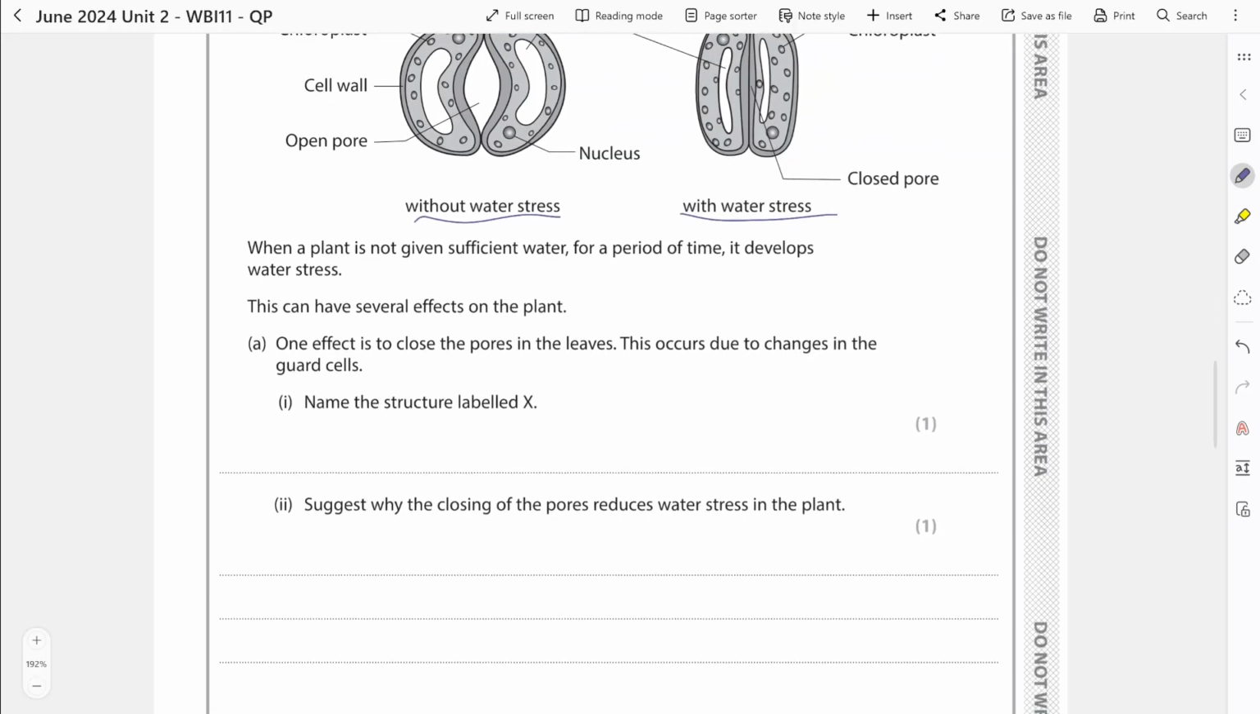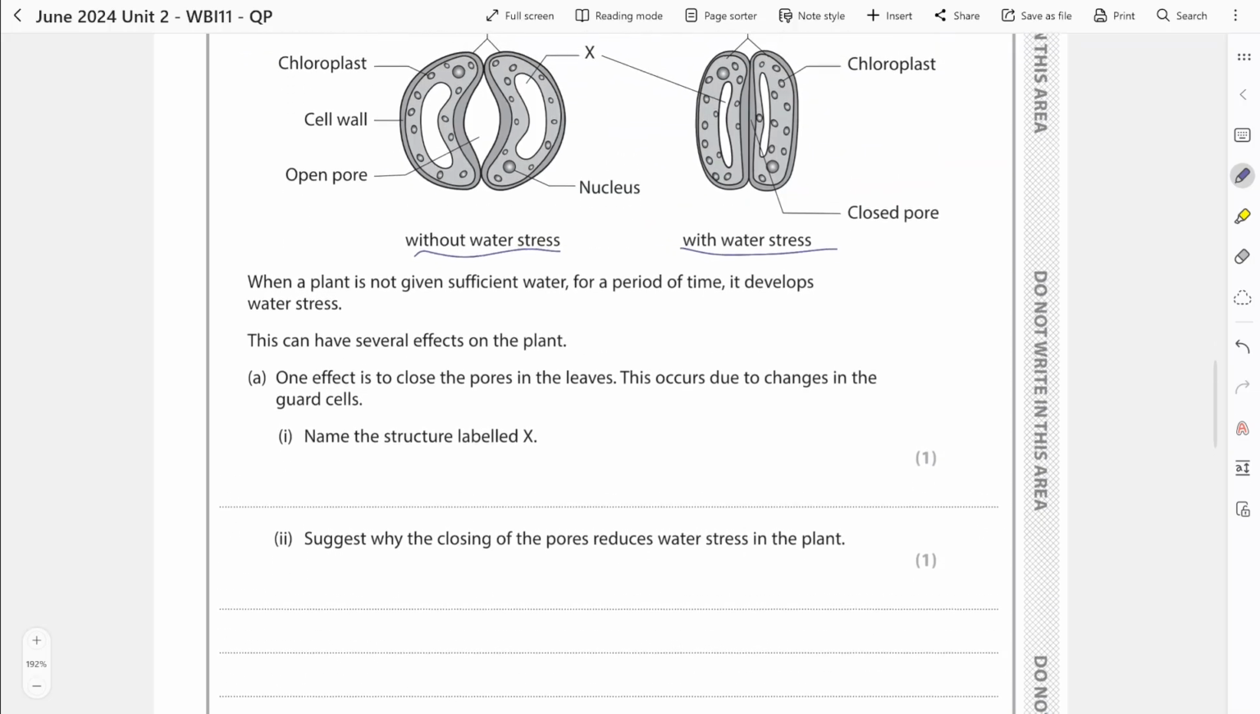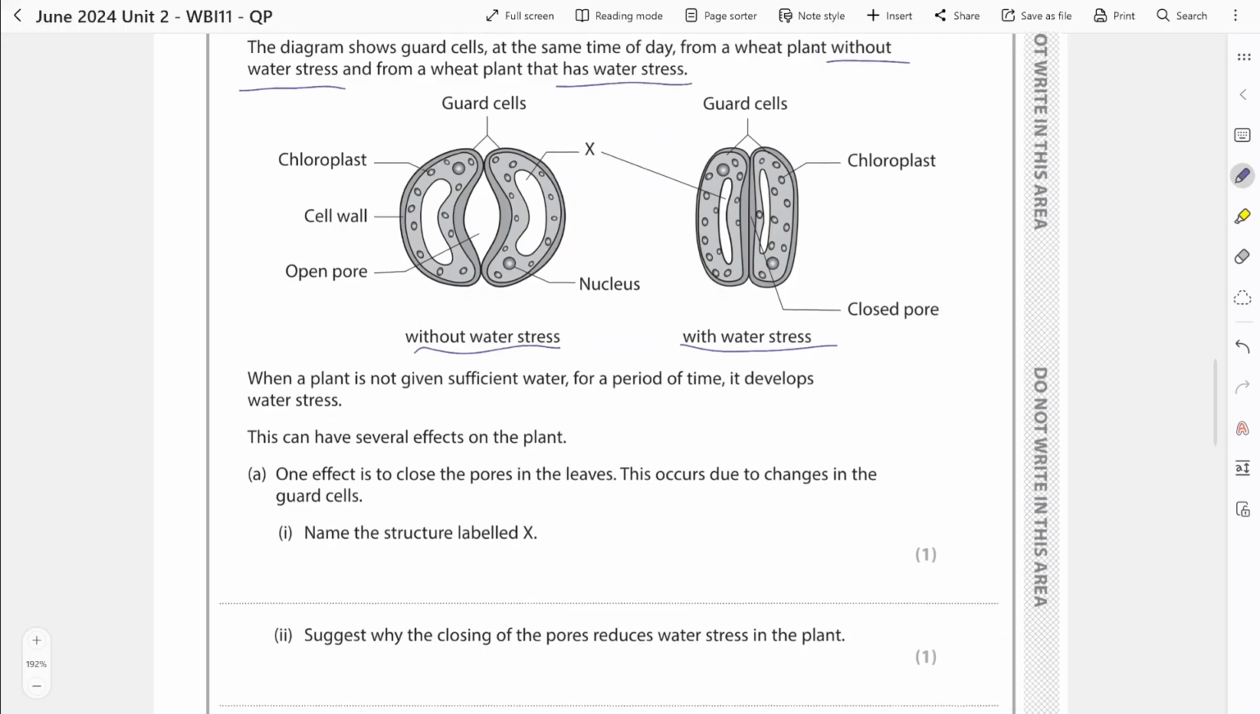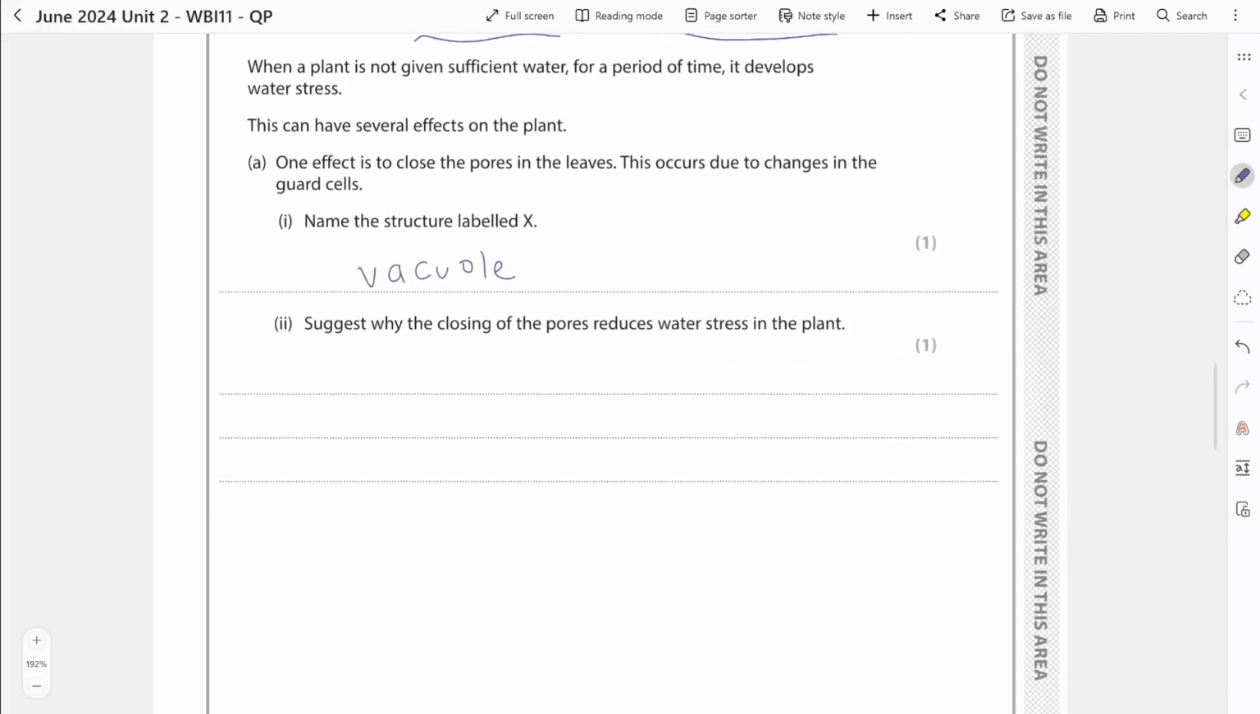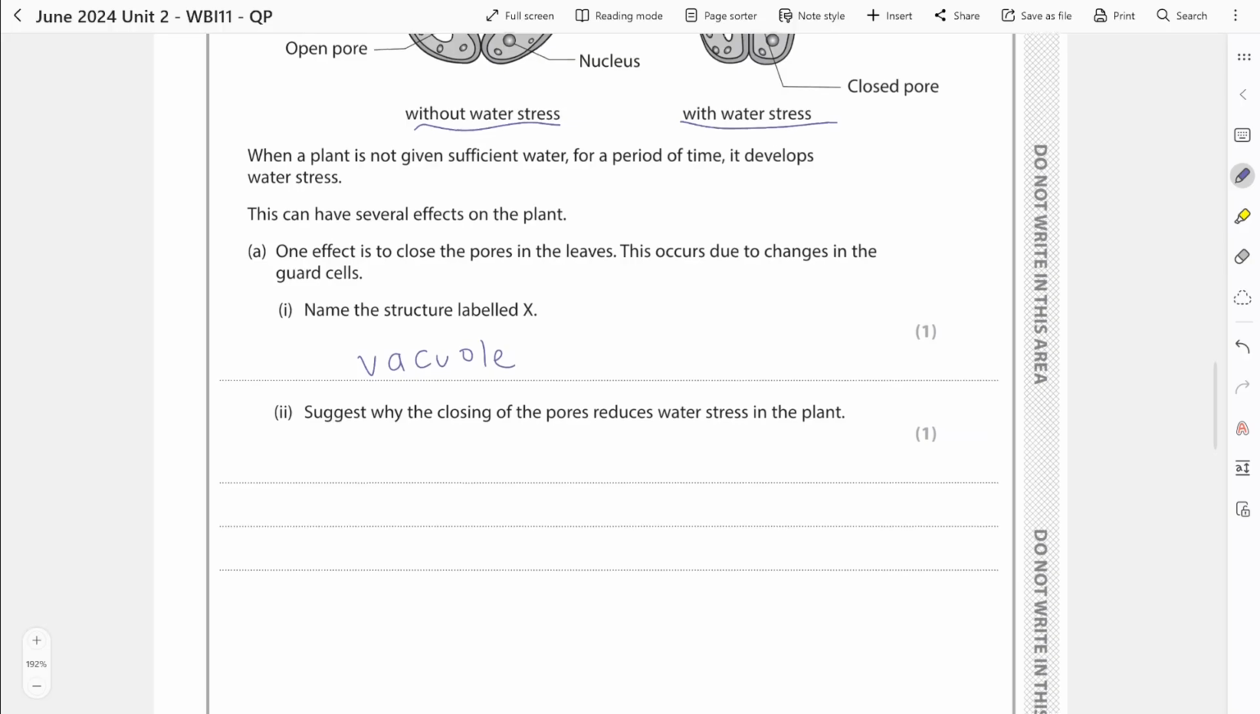One effect is to close the pores of the leaves. This occurs due to changes in the guard cell. Part 1, name the structure labeled X. So X is pointing to the vacuole. So I'm just going to write vacuole.